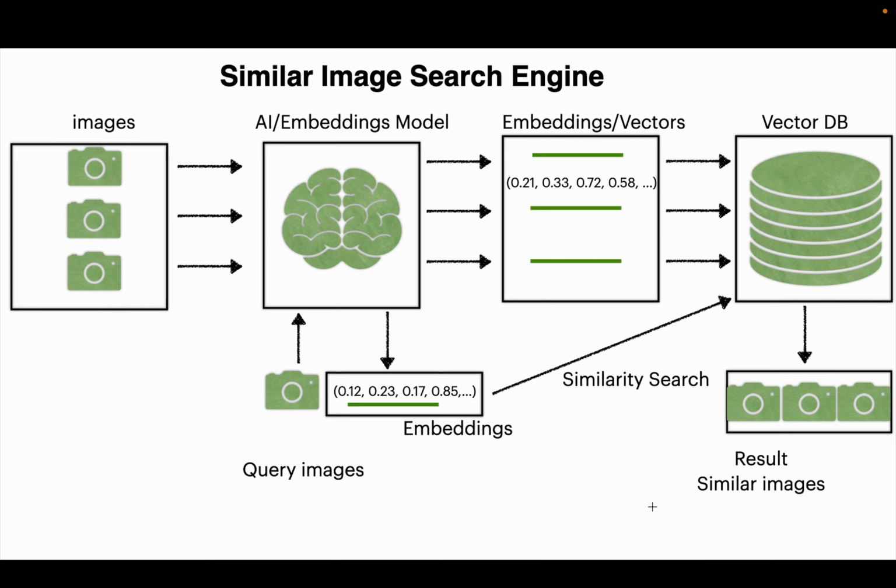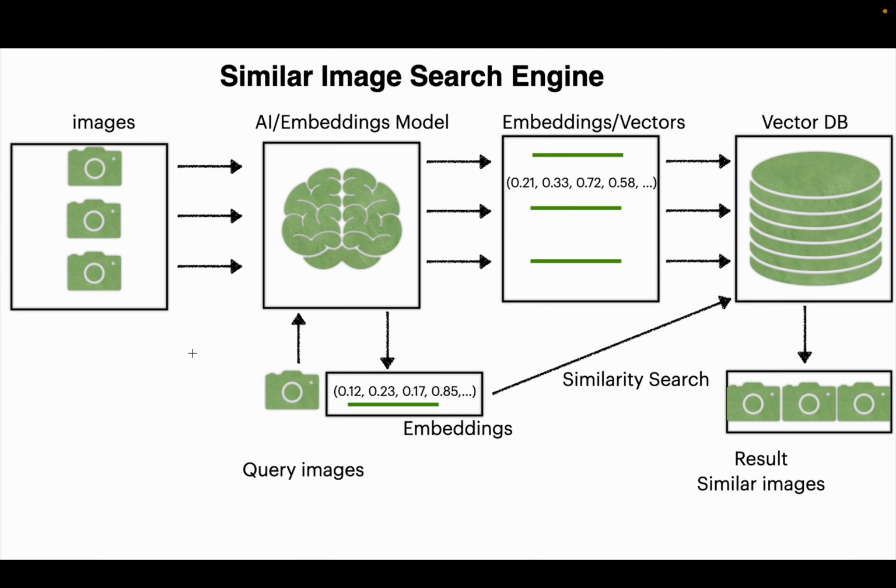Friends, in this video, we will build a similar image search engine. Let's imagine we have millions or even billions of images. Now these images could be anything. And then we have a query image. Now we would like to find out the top n images which are very similar to our query image among these millions of images. So that's the application we are going to build. It's a search engine to search for similar images.